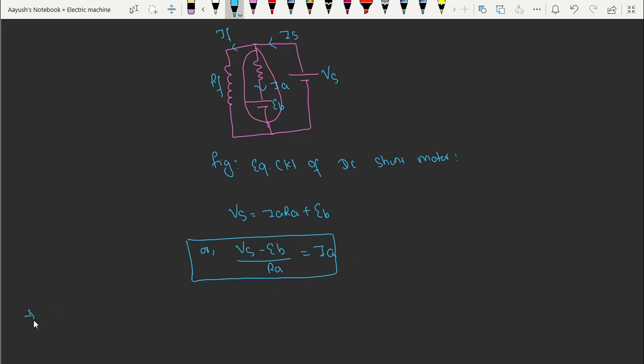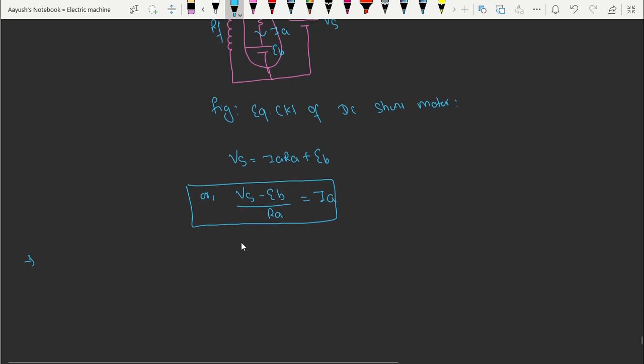Now let's analyze the importance of back EMF using this equation. Initially the motor is not running, and we supply the voltage VS. If the motor is not running, then the back EMF would be 0, because it is not rotating. Back EMF only exists when the motor starts rotating. So initially EB equals 0, and our equation becomes IA equals VS upon RA.